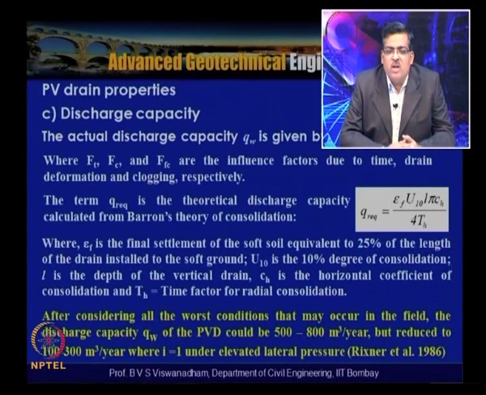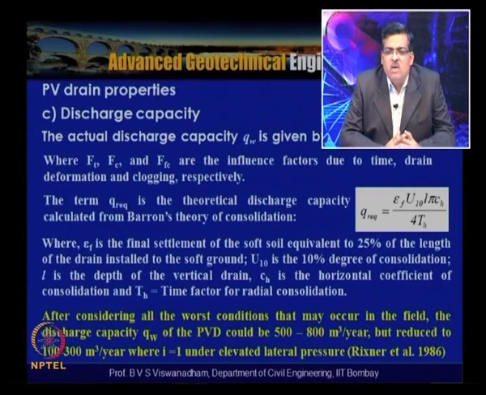So, if you look into this, after considering all the worst conditions like settlement, buckling, and deformation of the drain due to lateral pressure that may occur in the field, the discharge capacity Qw of the PVD could be around 500 to 800 meter cube per year. Most of the manufacturer specified values are actually 500 to 800 meter cube per year, but reduce to 100 to 300 meter cube per year, where i is equal to 1, under elevated lateral pressure.